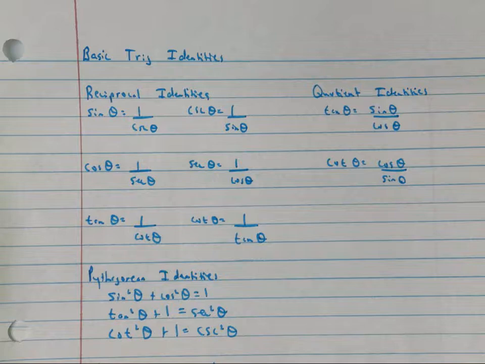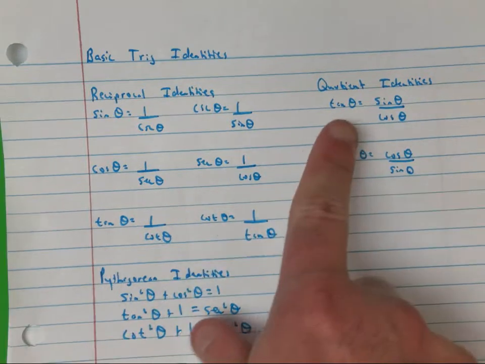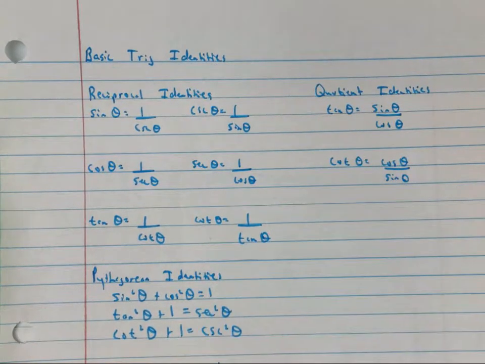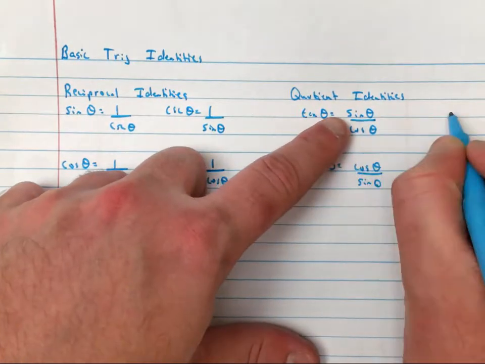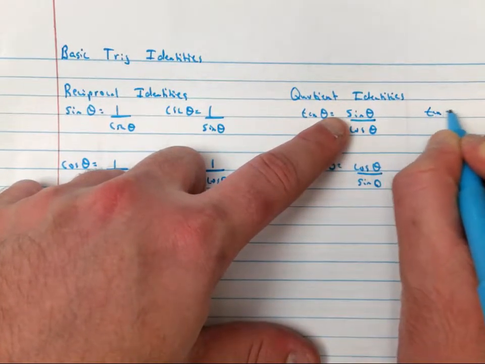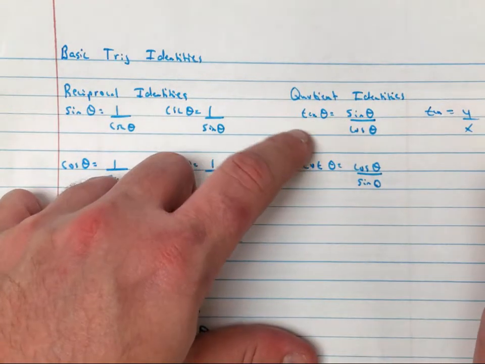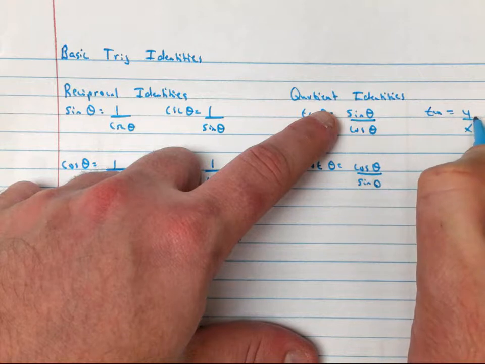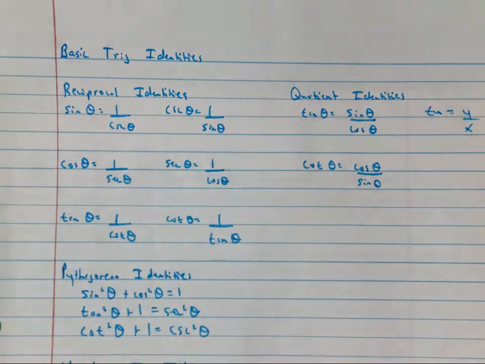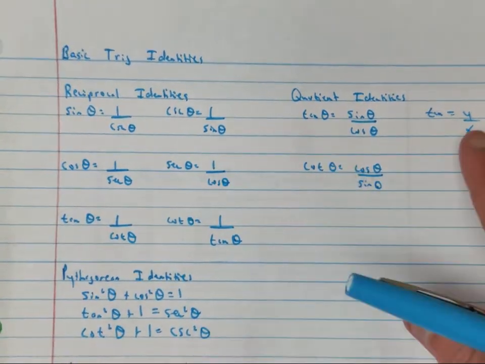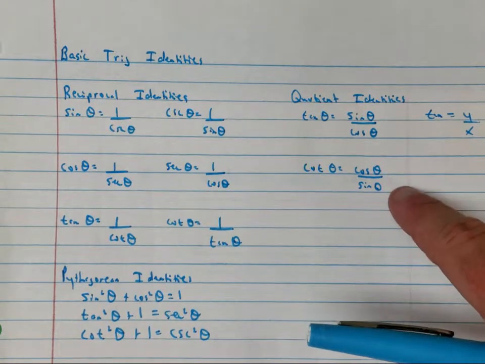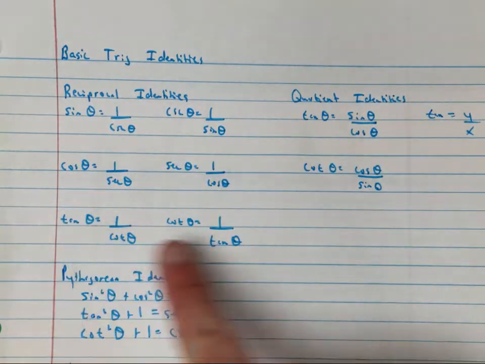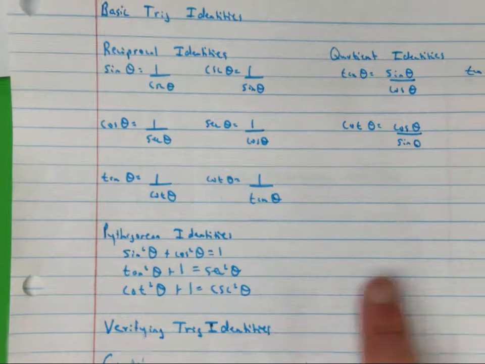Then we talked about quotient identities today. We know that tangent theta is equal to sine over cosine. The reason for this, I'm going to explain one more time, is that the definition of tangent is y divided by x. Well, in the unit circle, isn't the y value the sine value? So that's why y over x is sine over cosine. And then cotangent is x over y, where your x value is cosine, over sine. So these 8 should be easy.